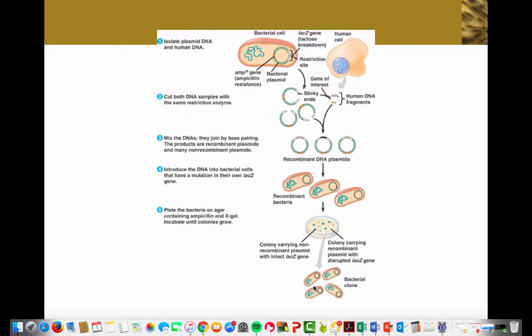Here, wait, let me see. Actually, the black. So the black here is the gene of interest. Let me go back here. Sorry. I thought it was the pink.